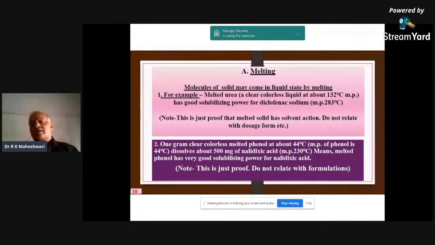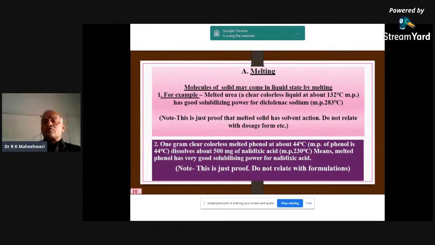Why have I given here the melting point of diclofenac sodium? The reason is, do not think that the diclofenac sodium might have melted at 132 degrees centigrade. No, there is quite a difference between the melting points of these two solids. So there is no melting of diclofenac sodium at 132 degrees centigrade of melted urea. What we are seeing here is that the melted urea acts as a good solvent for diclofenac sodium.